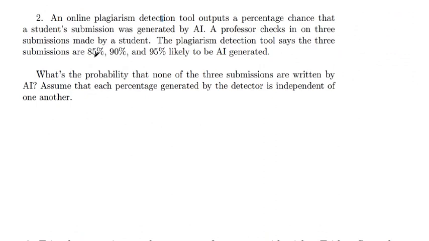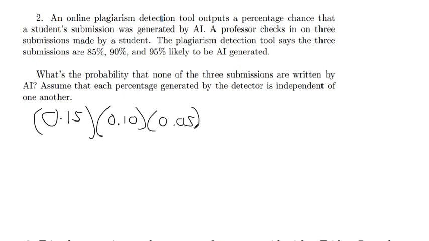So an AI detection tool says the first submission was 85% chance that it was AI, 90% chance that it was AI, 95% chance that it was AI. So what's the probability that none of these three submissions are AI? To make that calculation, we want to find out the probability that this first submission was AI. If it's 85% chance that it was AI, the probability that it was not AI is 0.15. And then they told us to assume they're independent, so the probability that all three of them are not AI is found by multiplying the probability that each is not AI generated.